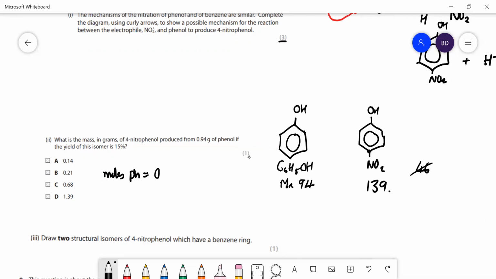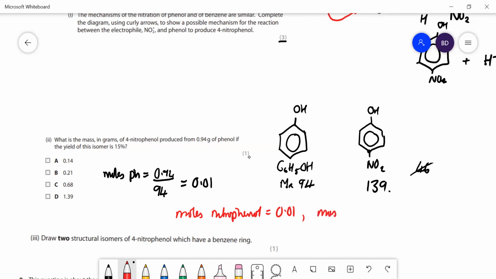Okay, so the moles of phenol, mass over MR, 0.94 over 94 equal to 0.01 moles. It's a 1-to-1 ratio. 1 mole of phenol gives 1 mole of nitrophenol. So moles of nitrophenol is going to be equal to 0.01. The mass of nitrophenol, if you get 100% yield, is equal to moles times MR. So that's 0.01 times 139, 1.39 grams.